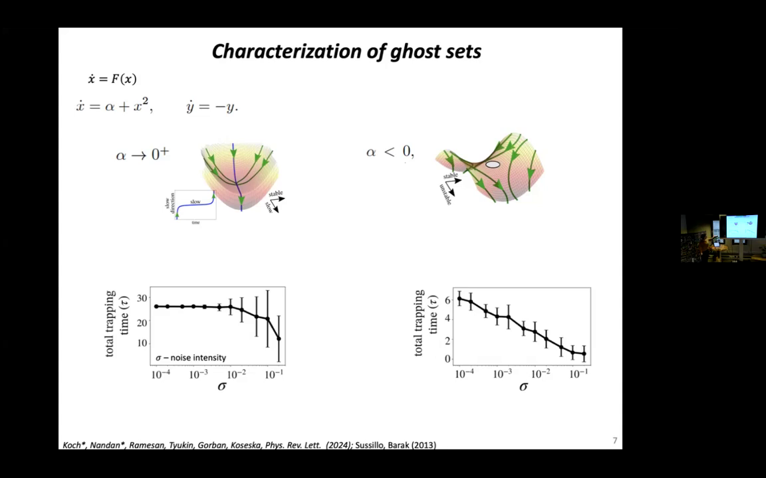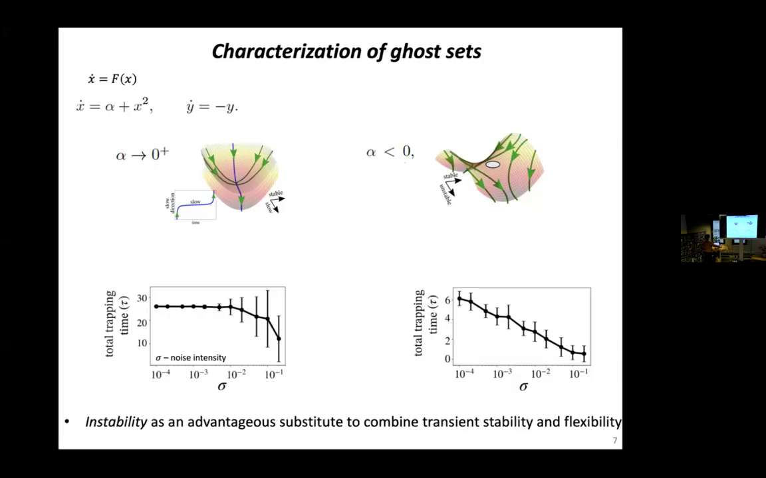But for a ghost, on the left, we see that as we increase the noise intensity to rather high noise values, the total trapping time stays robust to the noise. And this is because the system has only one direction where it can escape, so it can also tolerate very large noise intensities. This means that natural systems, such as the biochemical networks that we look at, which are inherently noisy, can also use such unstable objects in order to guide the dynamics of the cells.